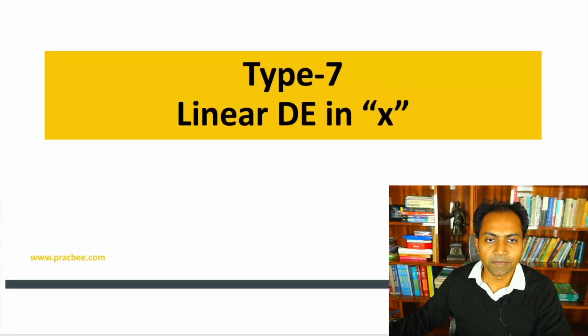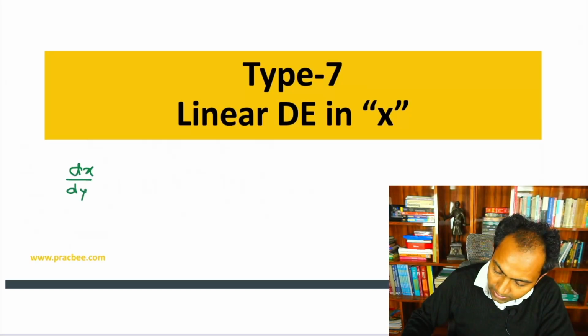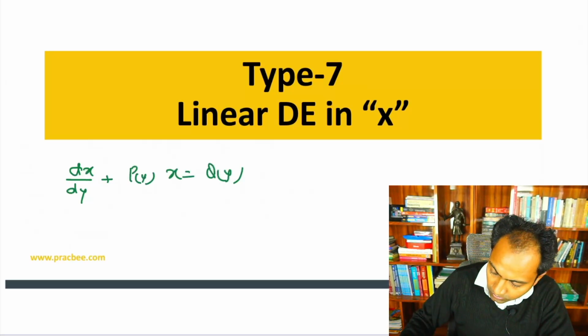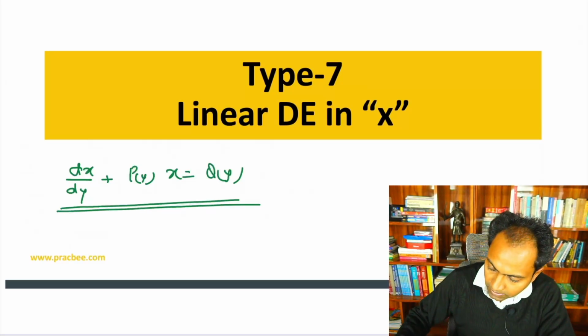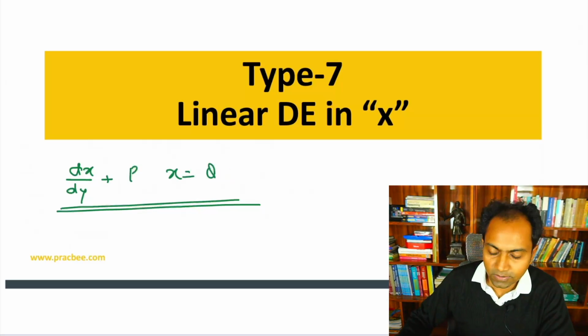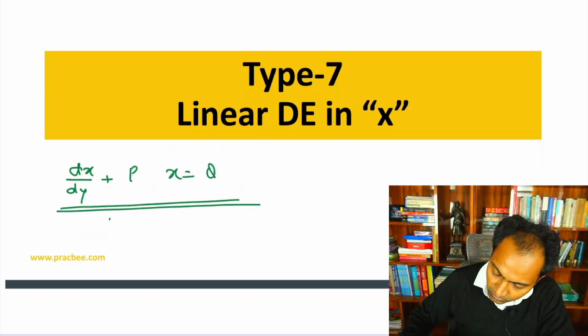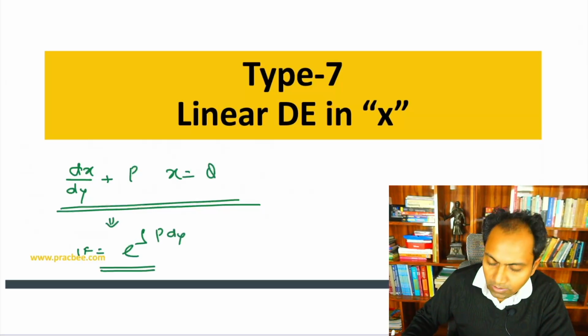The next problem type is type 7, linear differential equation in x. So when we write linear differential equation in x, instead of y, we will write x. So we will write dx by dy. Here there will be a function of y into x, then q function of y. So if something of this type is given, this is the function of y. So even if I write p, it is fine. If I write q, it is fine. So it is the same, only difference is instead of x there is y, instead of y there is x. So if you go and write the integrating factor in this one, it is going to become e raised to the power p dy. So this is something new.